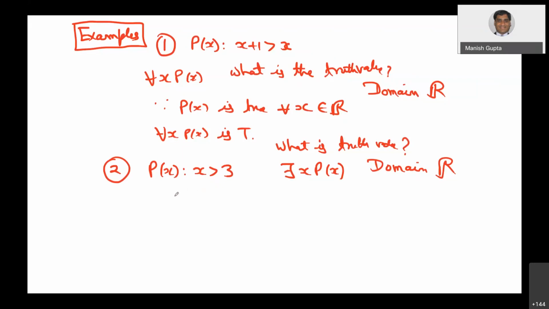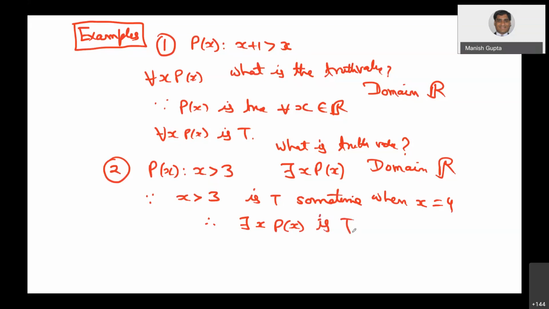Okay. So for this quantification, since on the real numbers x is greater than 3 is true sometimes, not always, right? Sometimes, say when x is equal to 4. Therefore, there exists x P(x) is true, since there exists x for which it is true. Fine. So these are two examples.